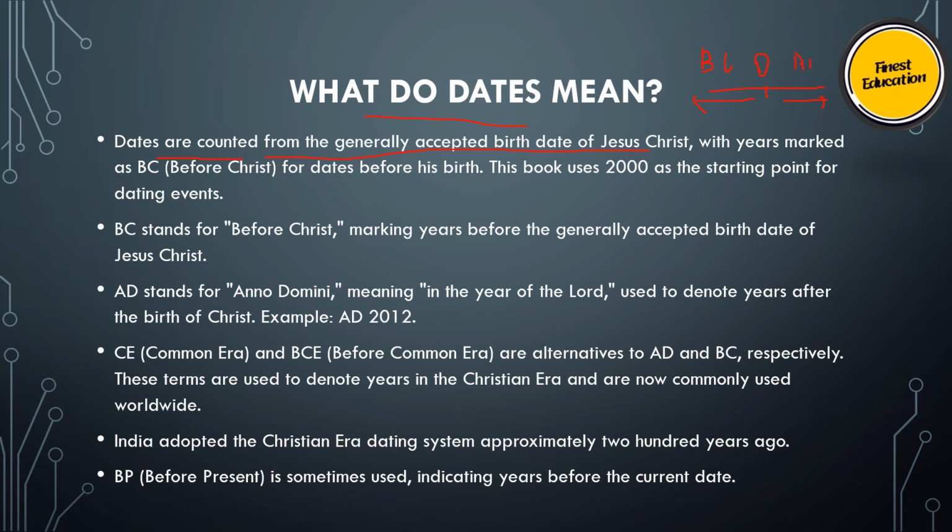BC, which is also called before Christ, marks years before the generally accepted birth date of Jesus Christ, and AD stands for Anno Domini. But at present, we consider BC as BCE, as it is written over here, and AD as CE. Now, India adopted the Christian era dating system approximately 200 years ago, and BP, which stands for before present, is sometimes used, indicating years before the current date.